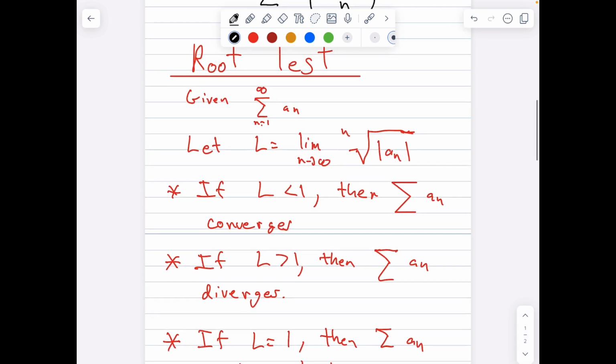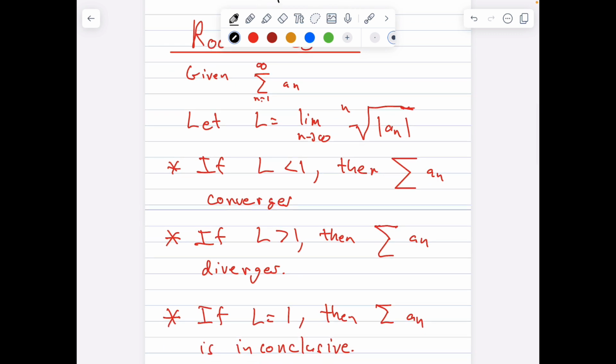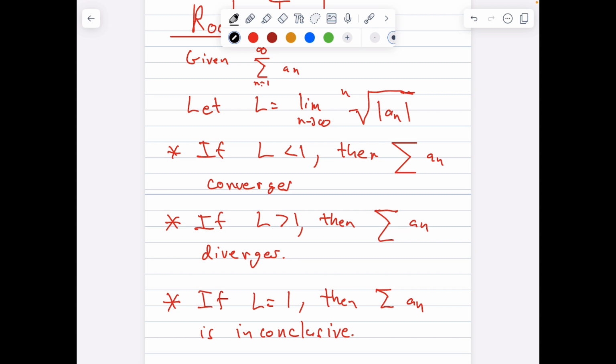And the root test, let's just go over that real quick. Basically, you have a series, and you're going to form the limit L, which is the limit as n goes to infinity of the nth root of the absolute value of a_n. And when you take this limit, if the limit is less than 1, then the series converges. If it's greater than 1, then the series diverges, and if it's equal to 1, then it's inconclusive.